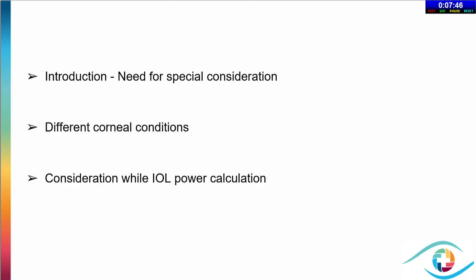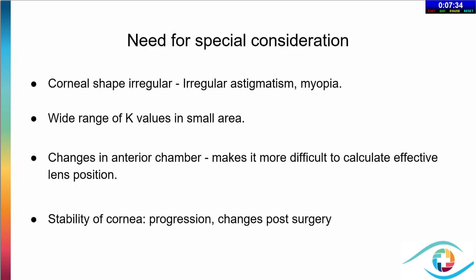Why there is a need for special consideration in these cases is because the corneal shape here is not regular, and any irregularity in the cornea induces irregular astigmatism plus myopia. After that, there is a wide range of K values in a small area of the cornea, and there are also changes in the anterior chamber, which makes it more difficult to predict the effective lens position, on the basis of which many IOL formulas calculate the power. Also, the stability of the cornea is a question in such conditions. Not only the ongoing disease, even the cataract surgery itself induces changes, and these corneas cannot resist deformation after the surgery. So these are the different corneal conditions which we see on a regular basis.